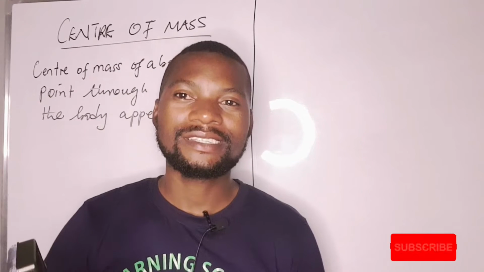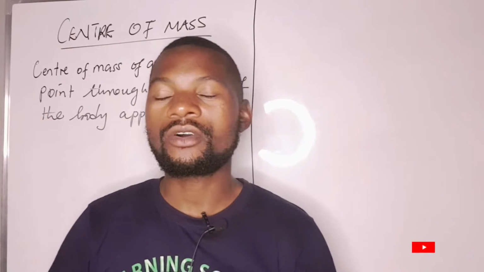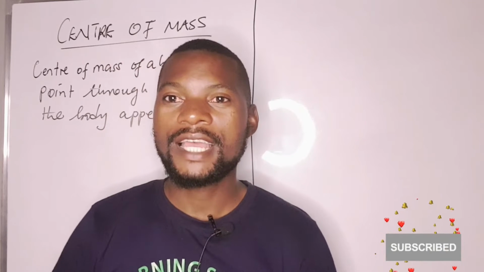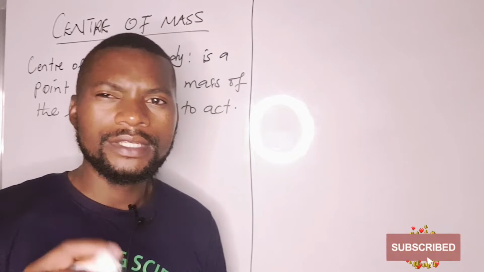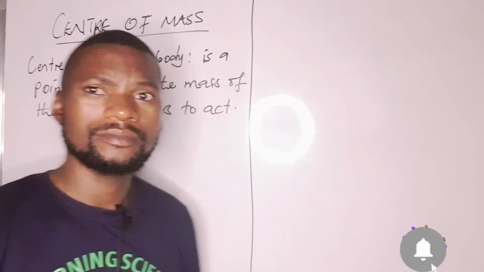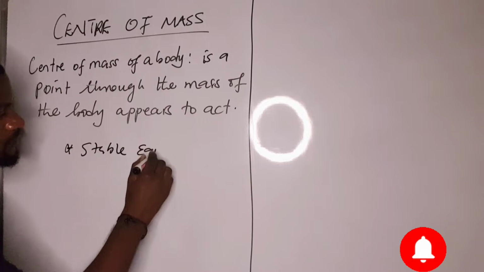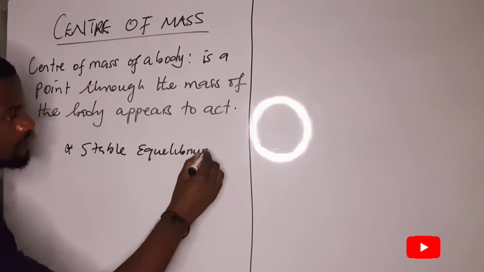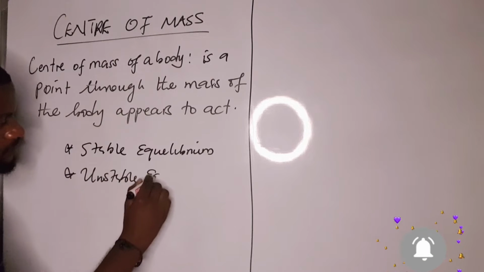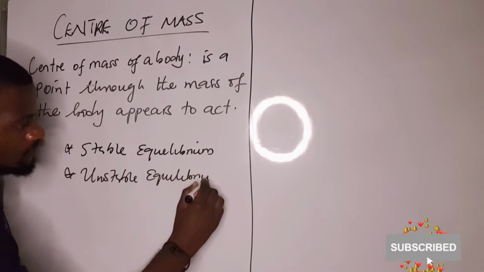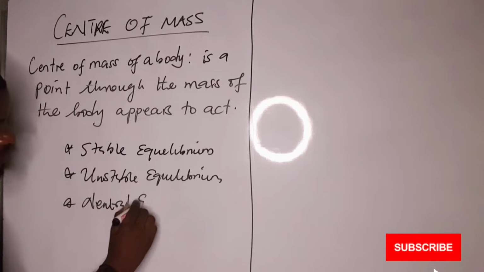Each and every object has got its own center of mass. So for a body that is already balanced, or which is already in equilibrium, it can only lose its balance if at all there is a resultant moment. So let's try to look at some of the cases of equilibrium. So one of them is stable equilibrium. Then we have unstable. Then there is also the neutral equilibrium.